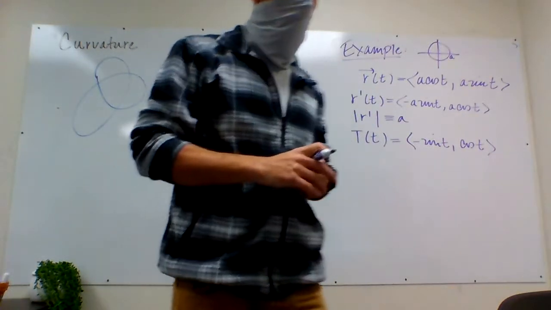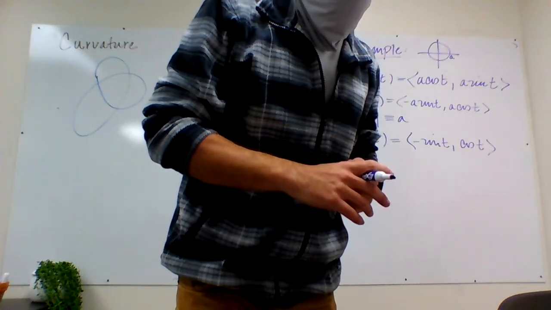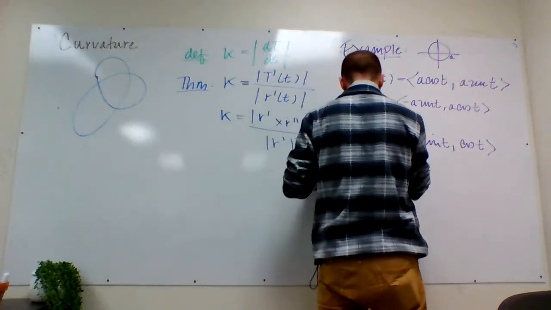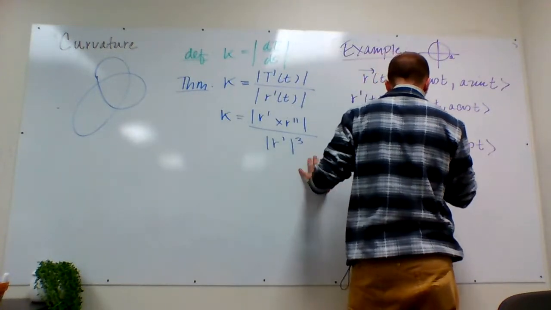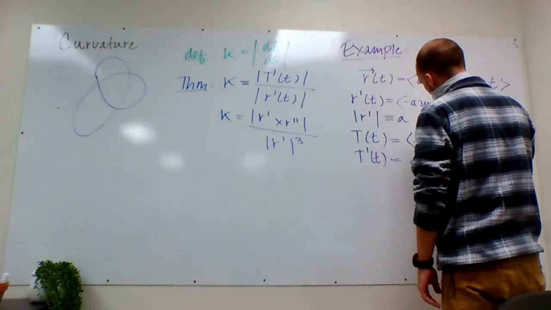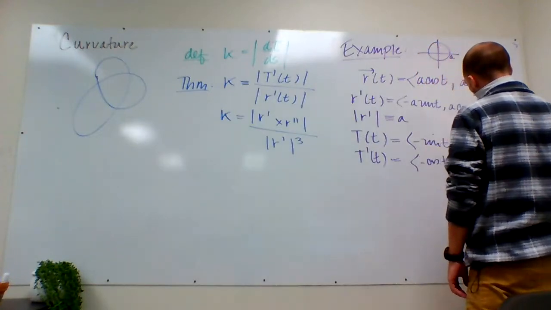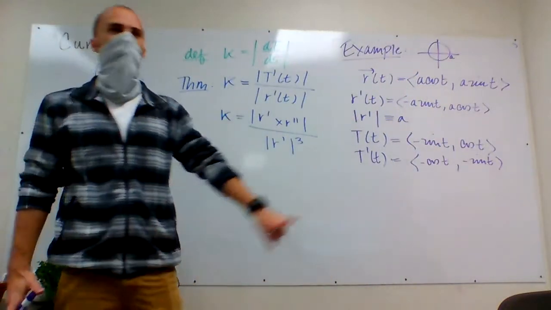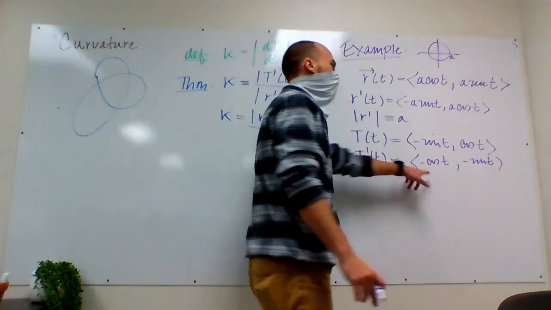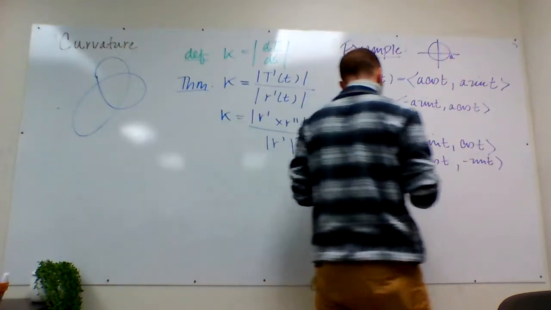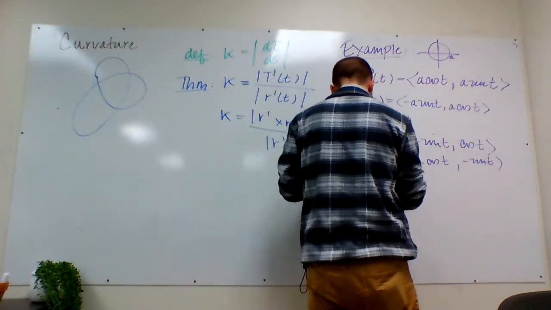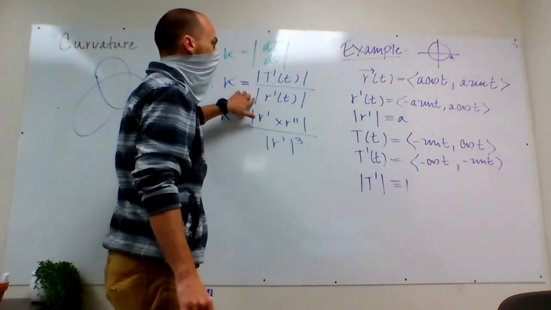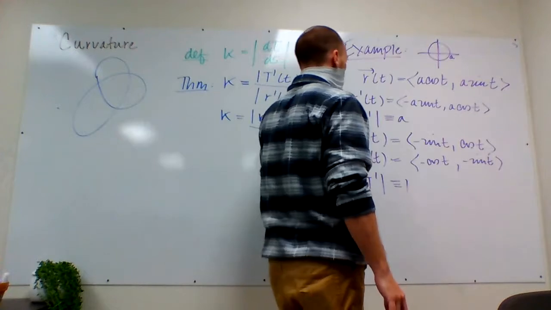And just making sure that, no, that's right. I need to take the derivative of T, which is derivative of negative sine is negative cosine, and derivative of cosine is negative sine. And the length of T prime is always equal to 1, right? Because it's a unit circle. It's going to be traced out in a weird way, but the length of T prime is always equal to 1. And I really want the ratio of T prime to r prime. Okay, well, there it is. T prime over r prime is 1 over a.